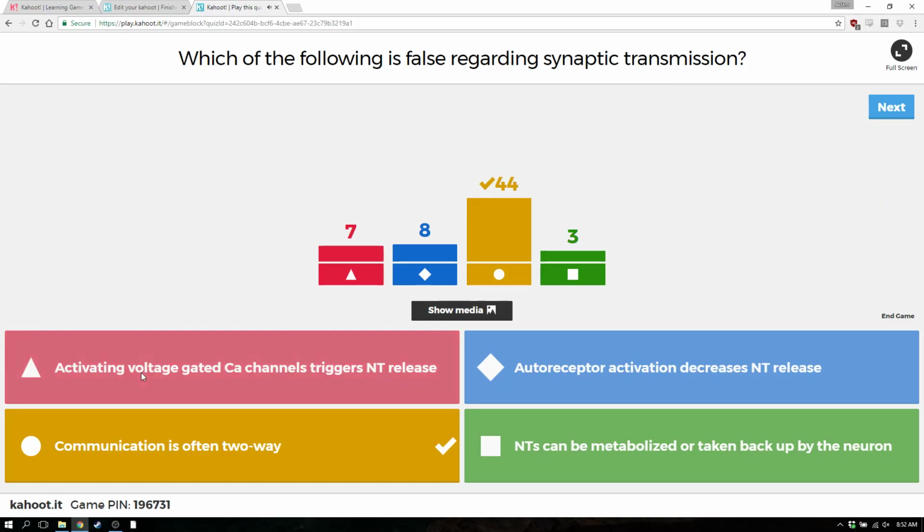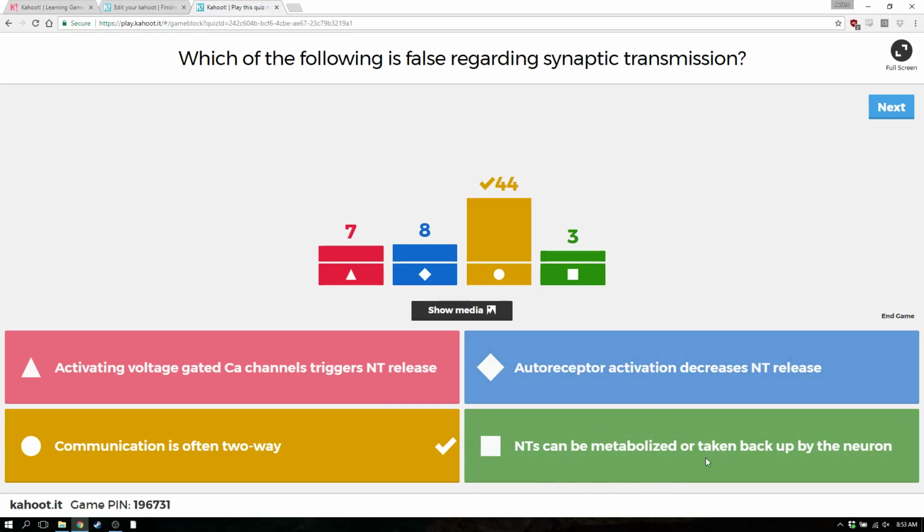All right. So yes, this is true. Activating voltage-gated calcium channels oftentimes is going to be releasing neurotransmitters, right? So you see opening up those channels, the calcium flows in, causes exocytosis of those vesicles, right? Autoreceptor activation decreases neurotransmitter release. Absolutely. This is what we talked about as alpha-2 receptors. The neurotransmitters feed back, cause a negative feedback loop, and lead to less neurotransmitter release.